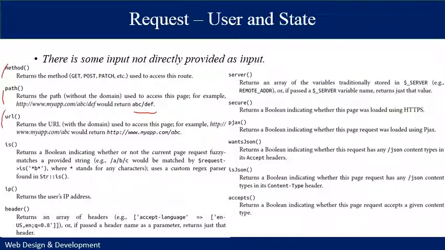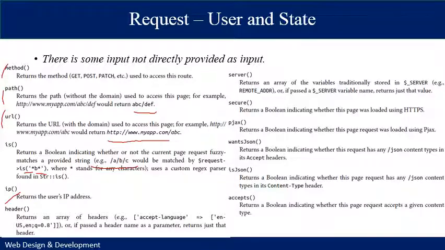Similarly, if you want to access the whole URL of your request, you can use the url method of the request. The is method returns a boolean indicating whether or not the current page request fuzzy matches a provided string on the path, such as /a/b/c would be matched by request is the static. That means anything can happen in the URL; it should only contain the letter B, or you can use any other custom regular expression parser. Simply, the ip method returns a user's IP address.